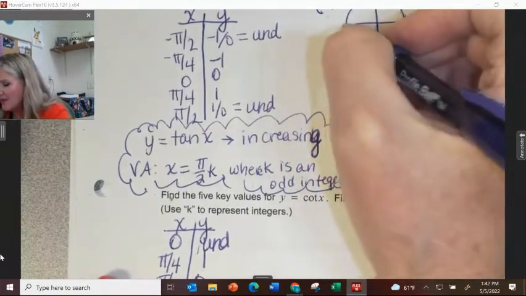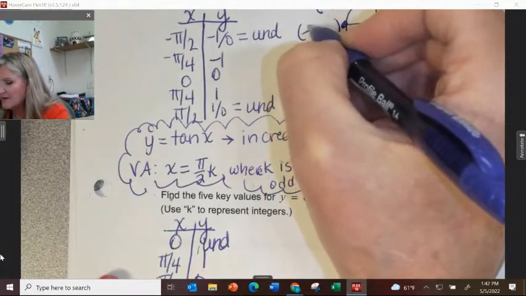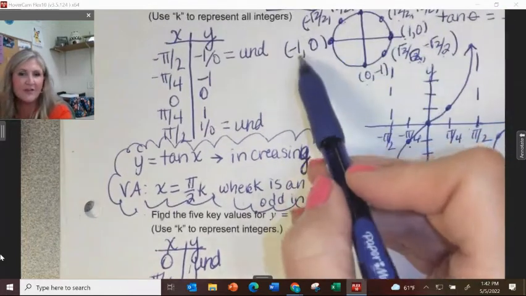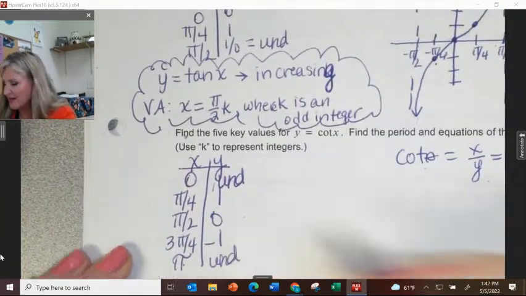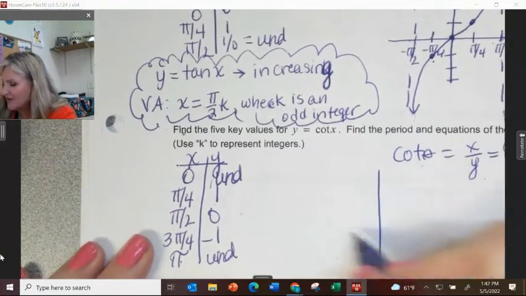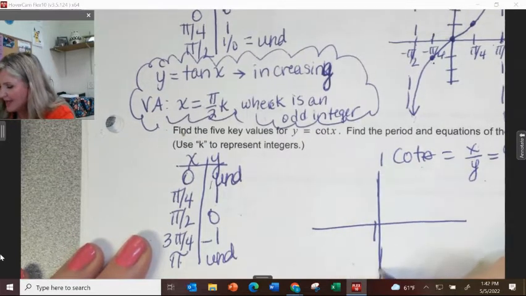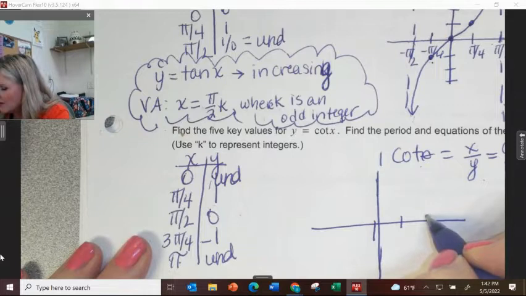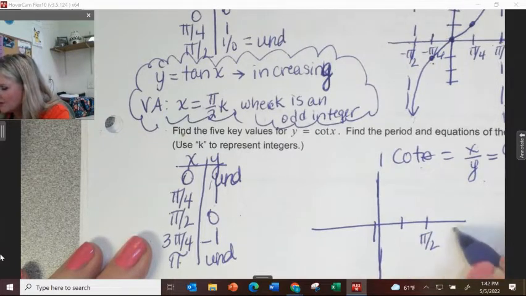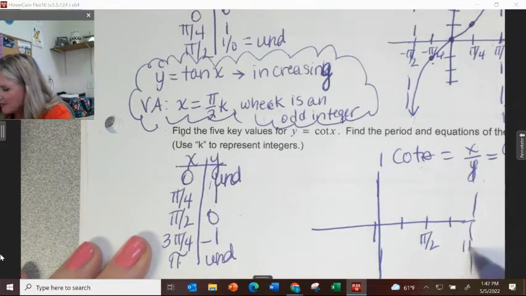Okay, great. And then at pi, what's this point going to be? Negative 1, 0. If we do x over y, what's it going to be? Undefined. So if I'm not using the graphing calculator, then I have my vertical asymptote here at x equals 0. I've got pi over 4. Here's pi over 2. 3 pi over 4. Here's going to be pi for mine.